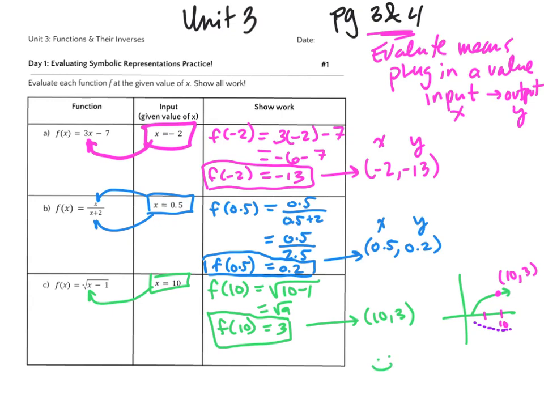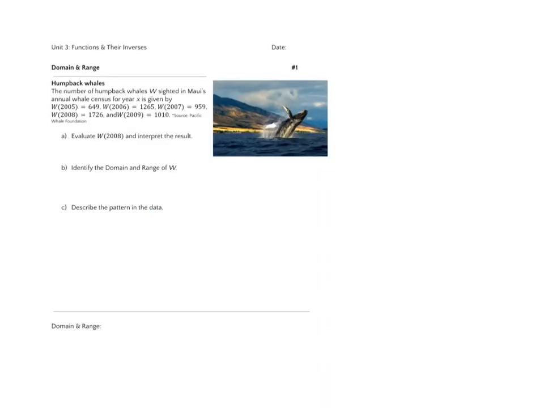Tricky. Okay, the next one. So that's page 3. This is page 4. All about whales, so just go with it. So this page talks about domain and range. And so we want to define that down here in a second.